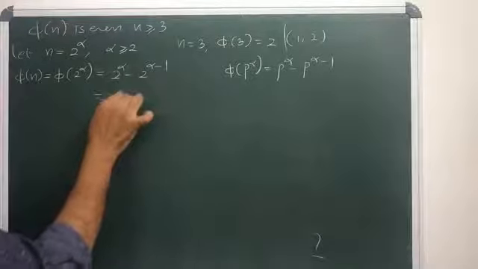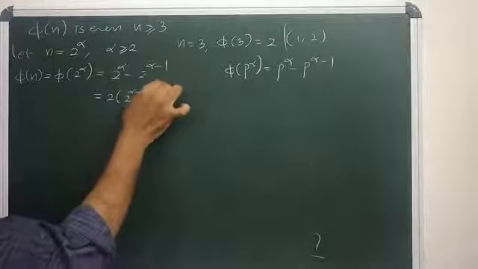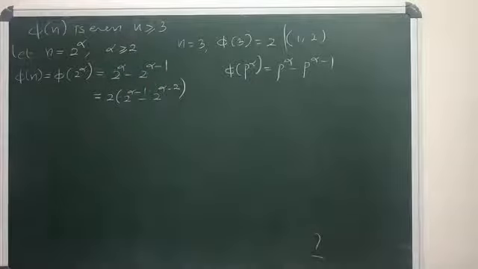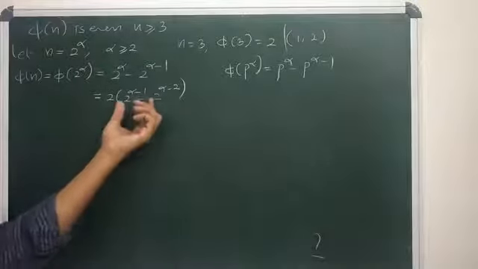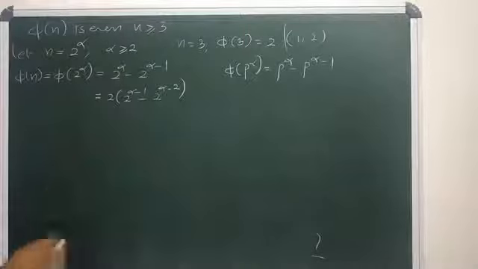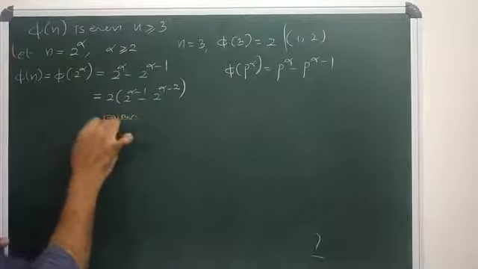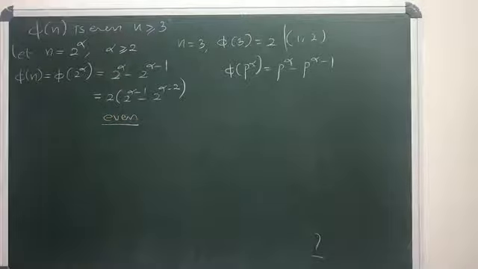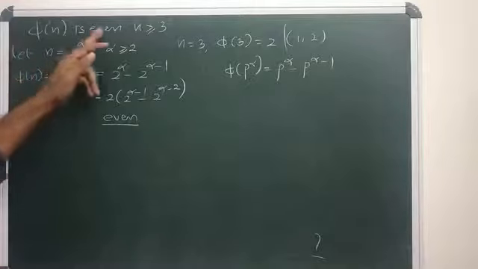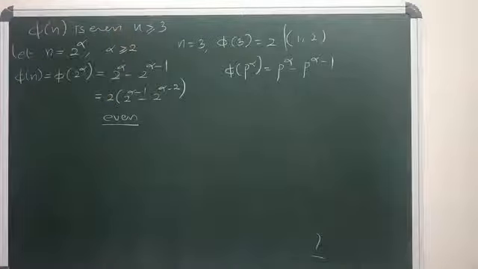That equals 2 into 2 power alpha minus 1 minus 2 power alpha minus 2. So 2 into a number. Clearly, a multiple of 2 means it is even. So when n equals 2 power alpha, where alpha is greater than or equal to 2, clearly phi of n is even. When n equals 3, also phi of 3 is 2, which means it is even. So phi of n is even for all n greater than or equal to 3.